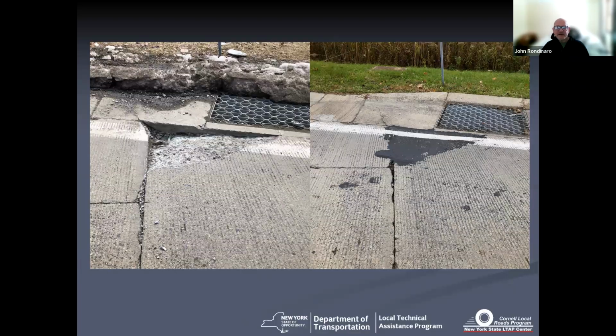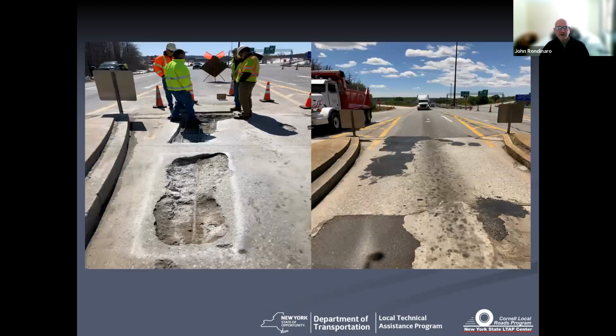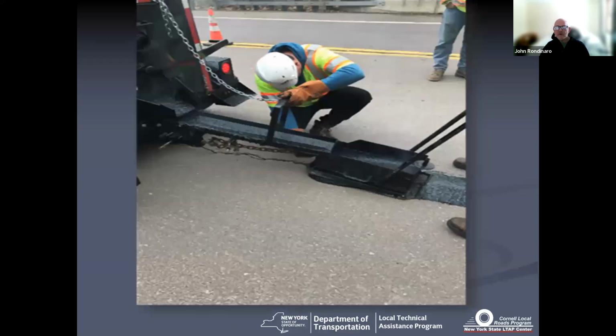You can use it in concrete applications. So in this case, you typically have to use a concrete repair material. Sometimes they work, sometimes they don't. You can hit it with mastic and you've got a nicely repaired area. Do the same thing with bridge approaches. No problem with the exposed aggregate, it binds right to it.